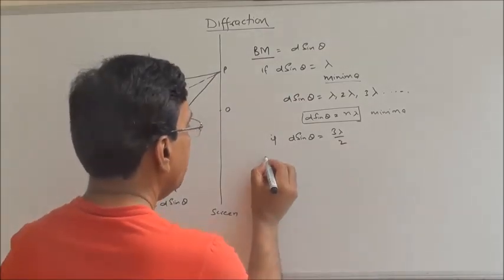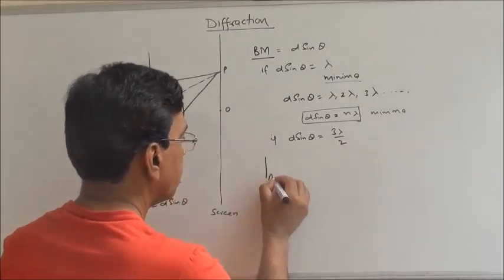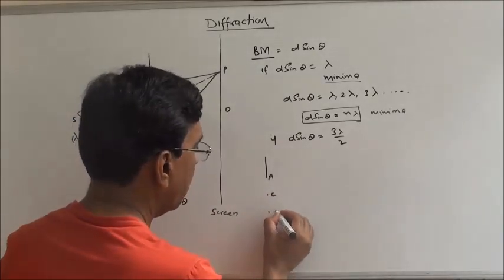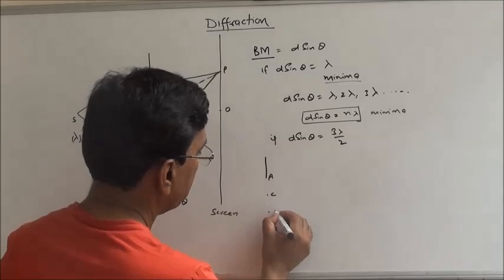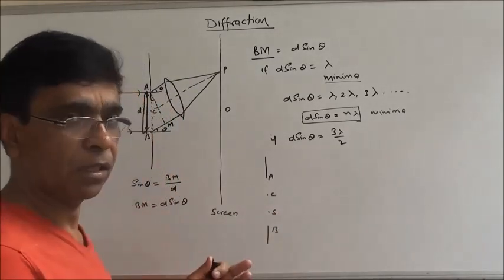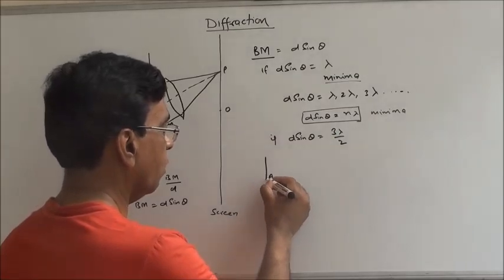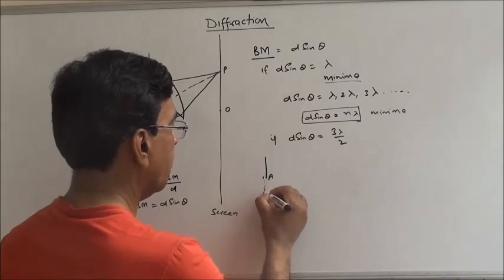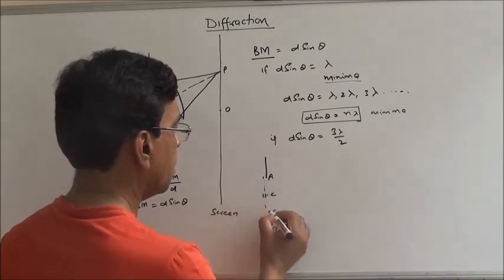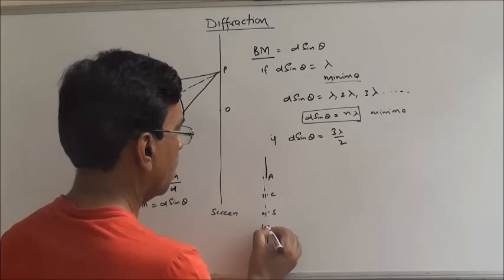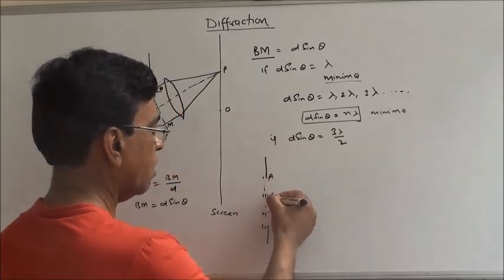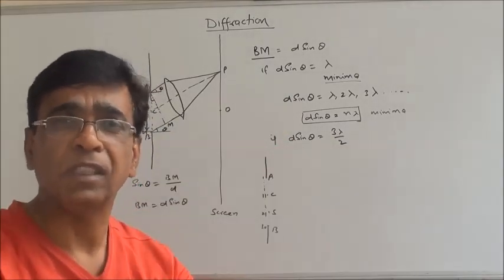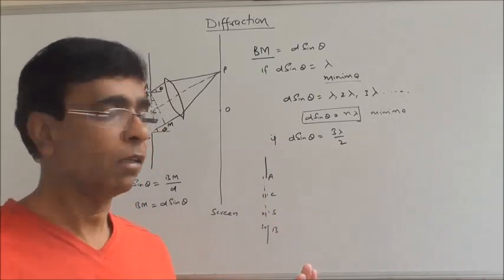Okay, now let me take this slit made up of, say, 3 parts of equal width, AC, CS, and again let me take 1, 2, 3, 4, 5, 6, 7, 8, 9, 10, 11, this, and then 21 to 30. 10 parts this, 10 this, 10 this. This is just an assumption. I am taking a number of secondary wavelets. I am assuming that there are 10.